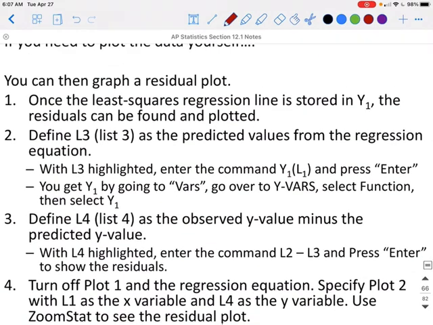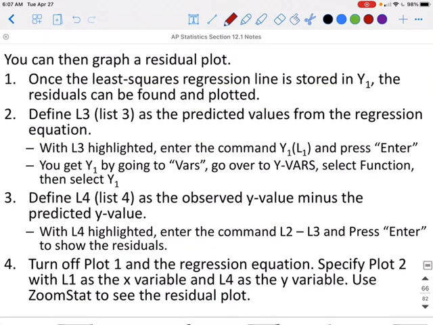Once the least squares regression line is stored into your Y1, the residuals can be found and you can plot them. So if you go back to your list, you can define list 3 as the predicted values from the regression equation. You'll go over, highlight list 3, and enter the command Y1 parenthesis L1 and press enter. To get your Y1, you're just going to do the same thing you did before. You'll hit vars, go over to Y vars, select function, and select Y1. This will tell you what you predict. So what is your predicted value for y given your equation and the value for x?